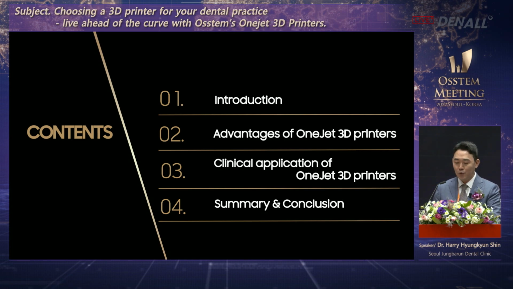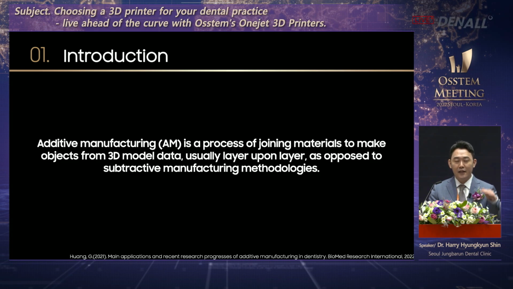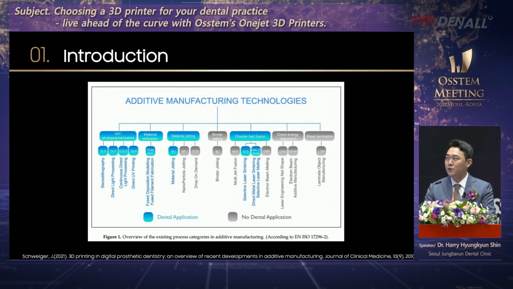So this is the content. I'm going to introduce the 3D printers, talk about DLP and LCD printers, and recommend how to use them clinically. So let's go to the basics. What is 3D printing? Using three-dimensional model data, the materials are built layer by layer. So it is called additive manufacturing, layer by layer, point by point. They are built up.